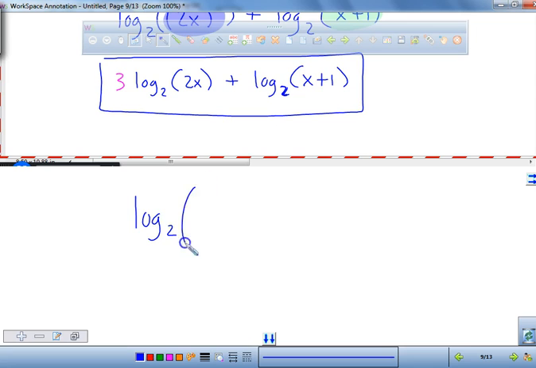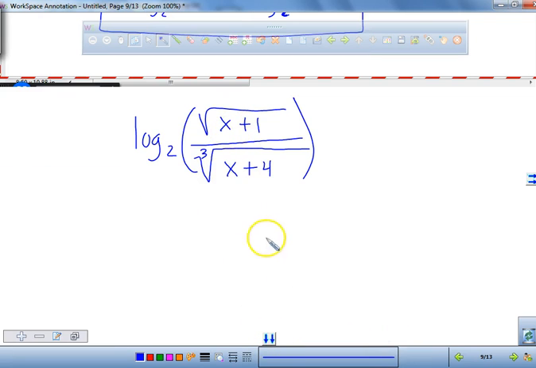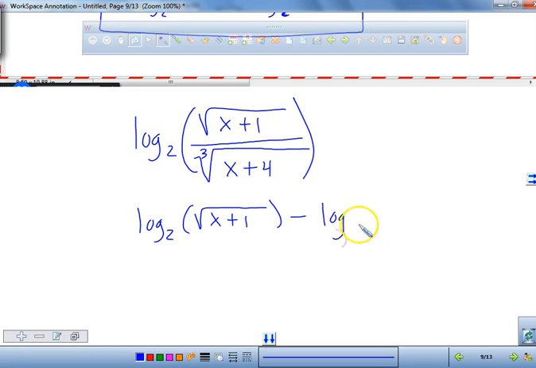If I say log base 2, let's say I have a radical x plus 1 like that. And then I have, what if I said I had a 3, okay? And I said this was x plus 4. Let's say I wanted to expand that. Well, the first thing I would do for this one is, this is a quotient property, so the first thing I would do is say log base 2 of the square root of x plus 1 minus log base 2, open parentheses, radical x plus 4. That's what I would do.